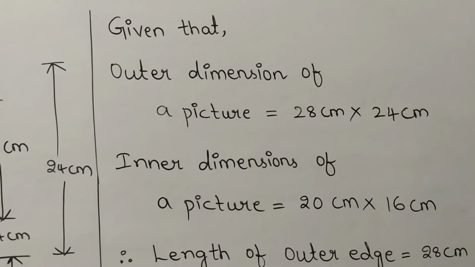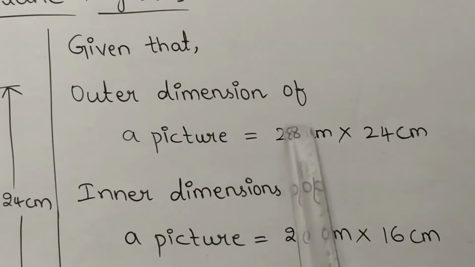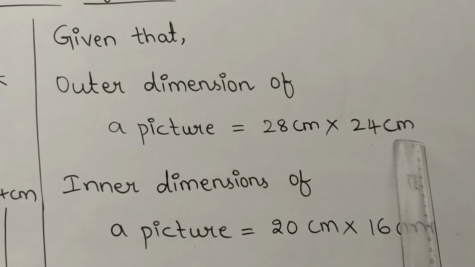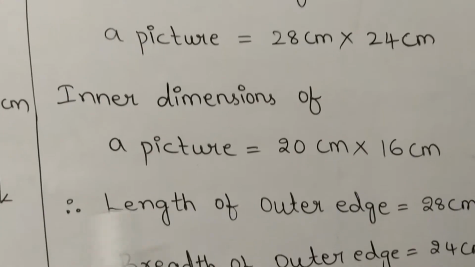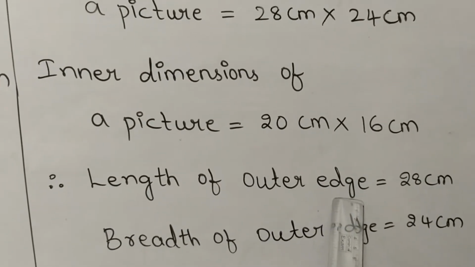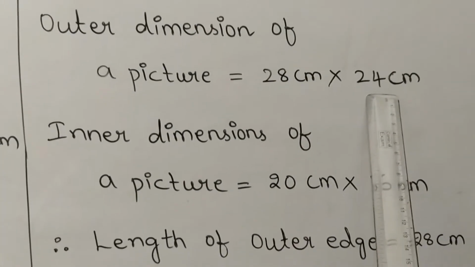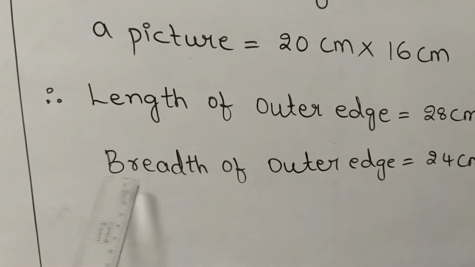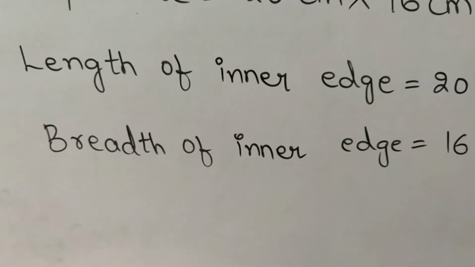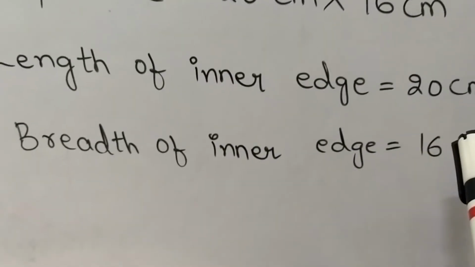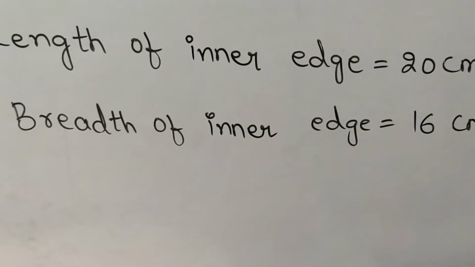Here we have to write whatever is given in the problem. Given that the outer dimension of the picture is 28 centimeter cross 24 centimeter, and the inner dimension is 20 centimeter cross 16 centimeter. Therefore the length of the outer edge is 28 centimeter, students, and the breadth of the outer edge is 24 centimeter, and the length of the inner edge is 20 centimeter and the breadth of the inner edge is 16 centimeter. Like that you have to write.